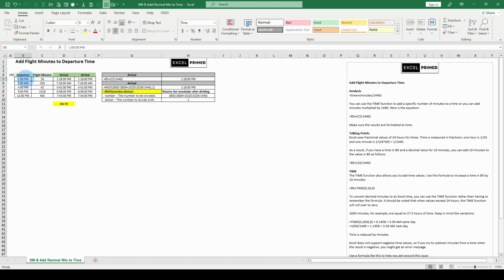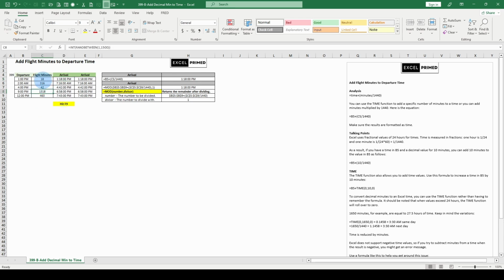What we have to do is go 1 plus, here's our 1, C5, which is this. How many minutes in a day? There's 24 hours times 60. And I bet you're going to get 1440.